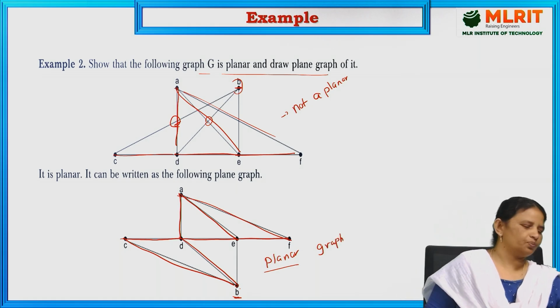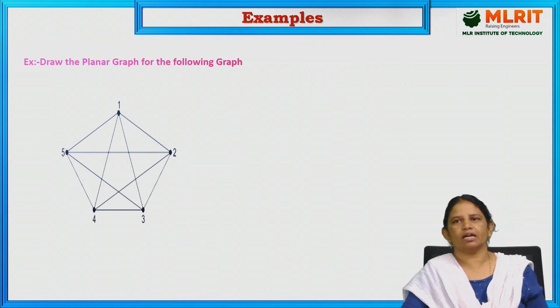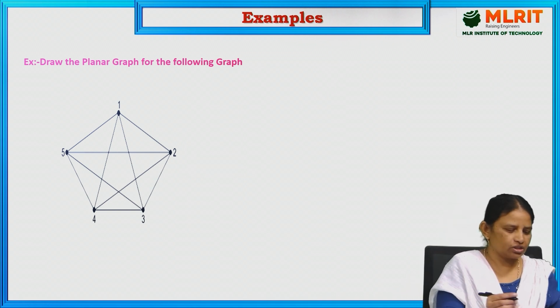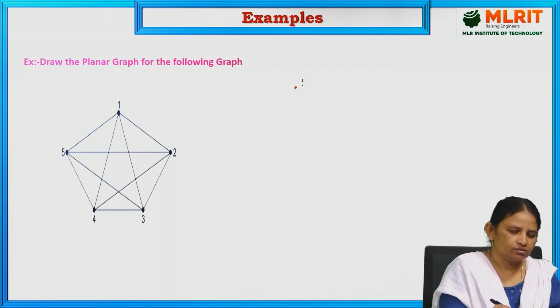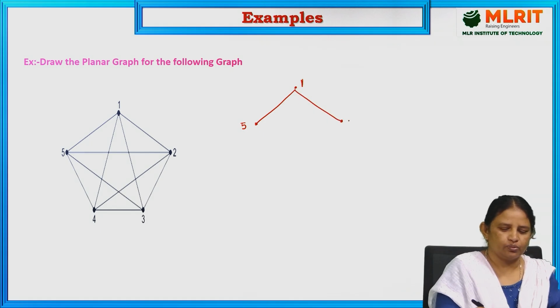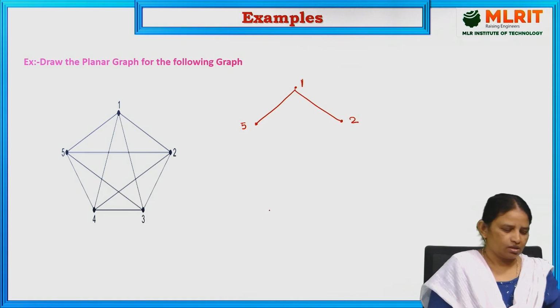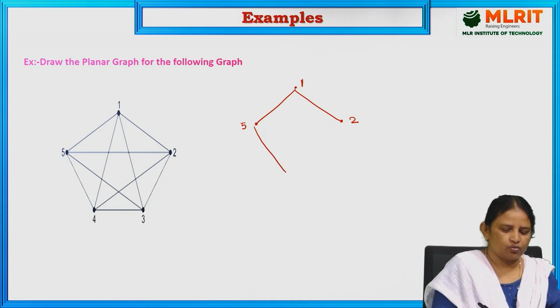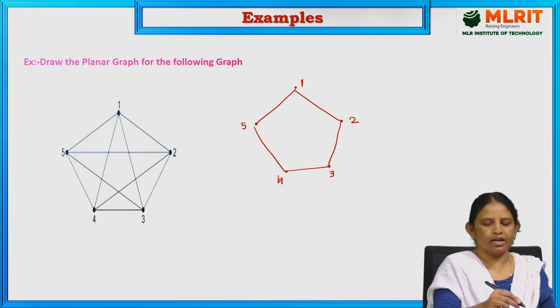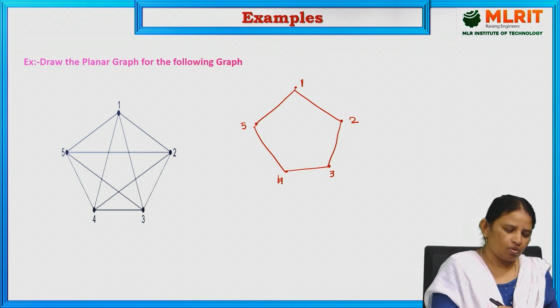Considering one more example, draw the planar graph for the following graph. So we have to start from the vertex 1. 1 is connected to 5. Then 1 is connected to 2, no crossing. Then 5 is connected to 4. 4 is connected to 3. 3 is connected to 2. Here no edges are crossing. All edges are drawn on the plane without crossing.